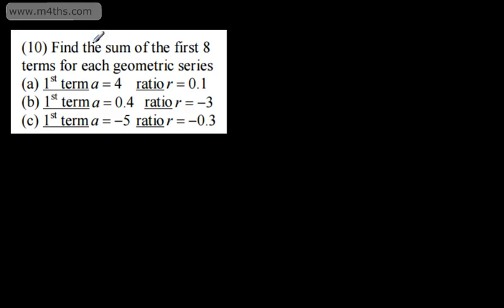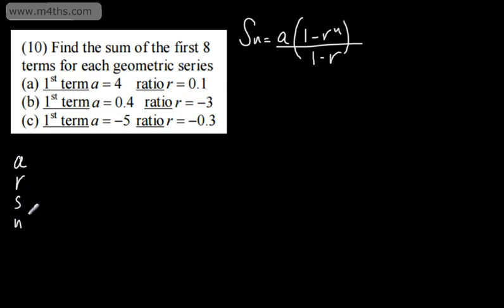In question 10, we need to find the sum of the first 8 terms for each geometric series. So we'll use the sum of n terms is equal to a, we'll have 1 minus r to the n over 1 minus r. In terms of the a, r, S and n for the first one, well, we've got it here, so it wouldn't really be necessary. I think getting into a habit is quite good though, just for when we get to the wordy questions.